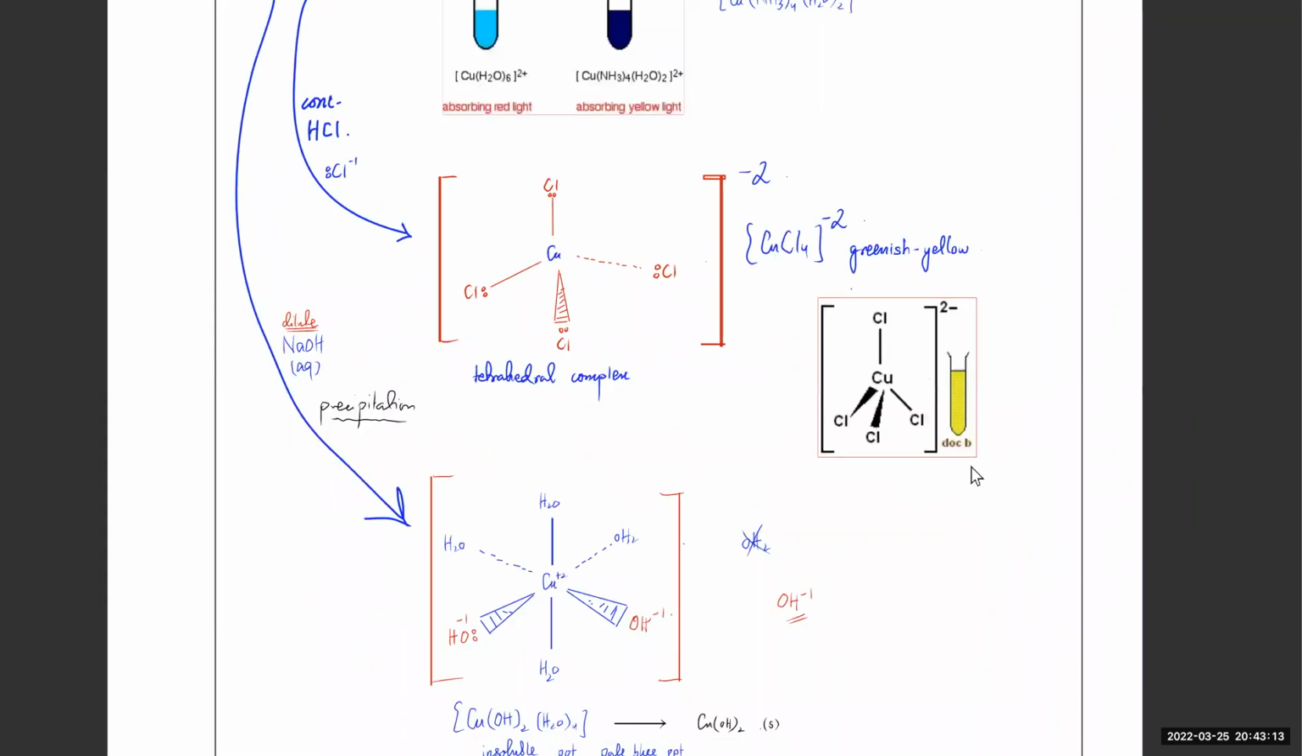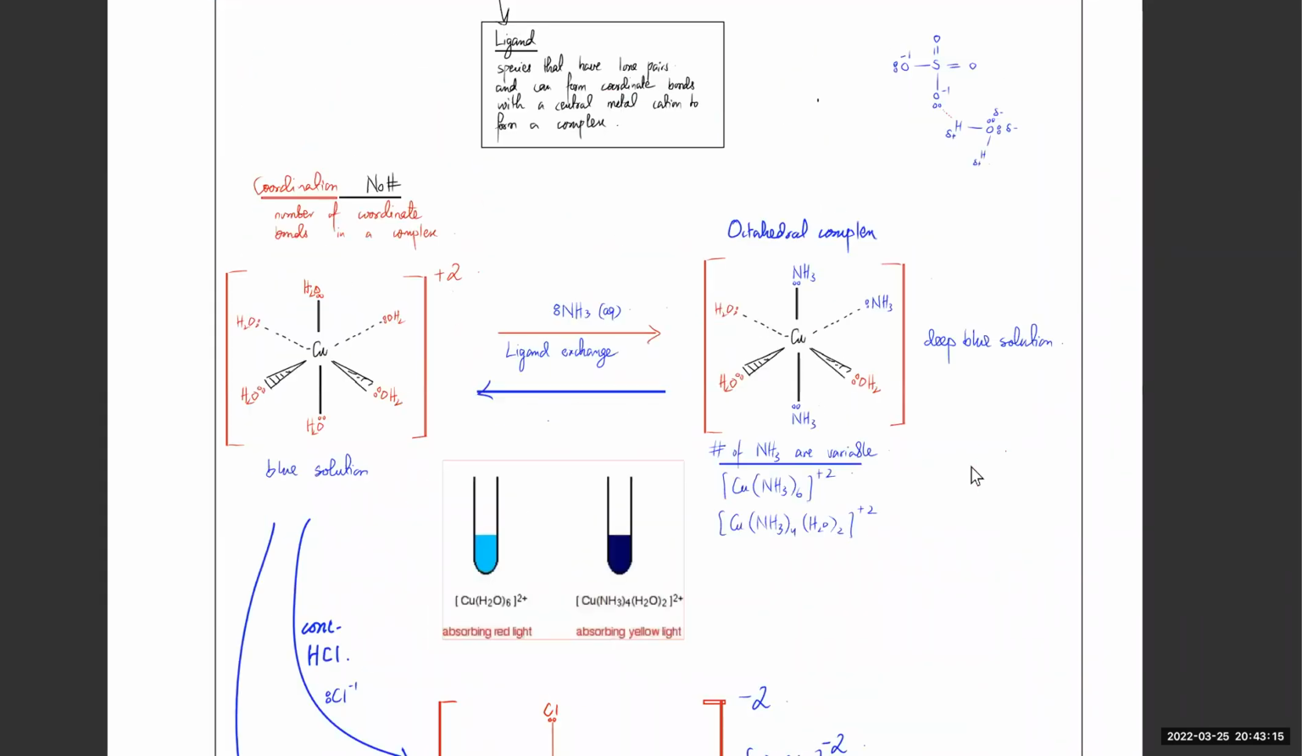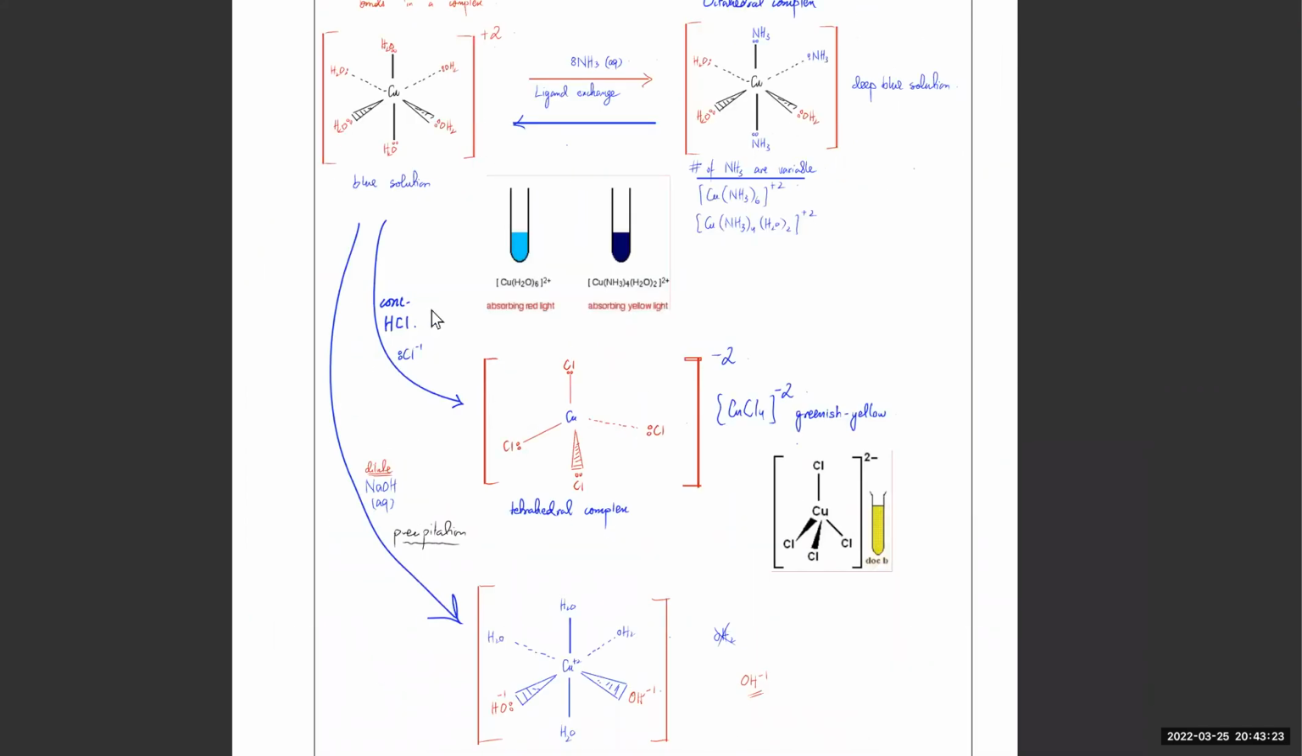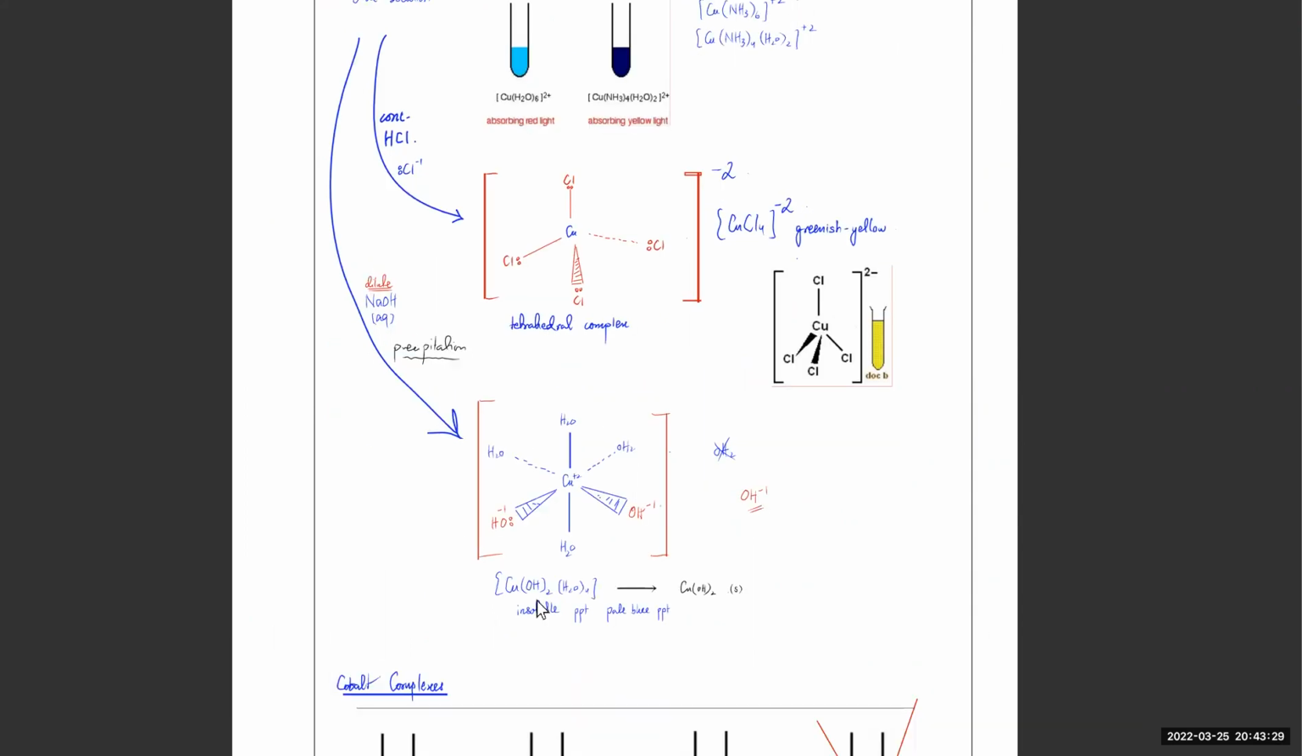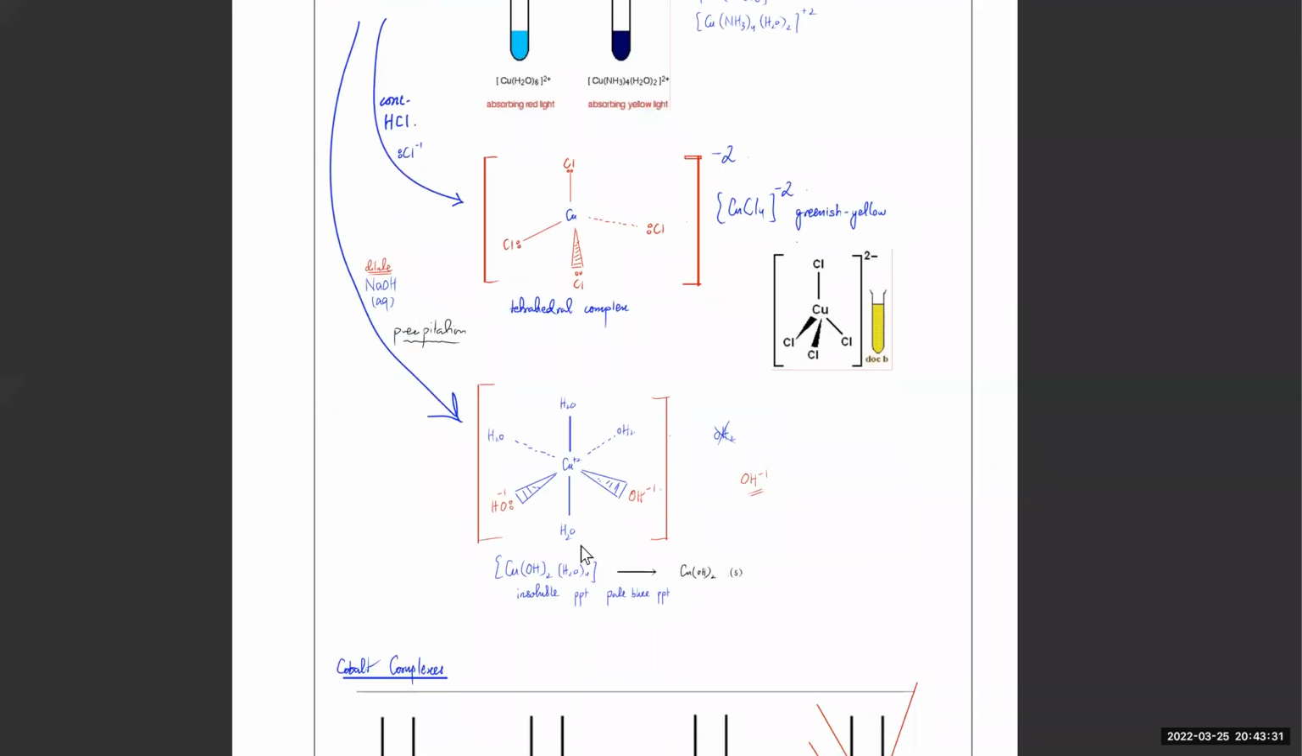That's 3D subshell, this one. For copper, remember the complex. Copper with water, that's blue. If you add NH3, copper becomes deep blue. If you add HCl, Cl ions surround it, and that becomes yellow. If you add OH ions, it becomes copper hydroxide, that's a blue precipitate.